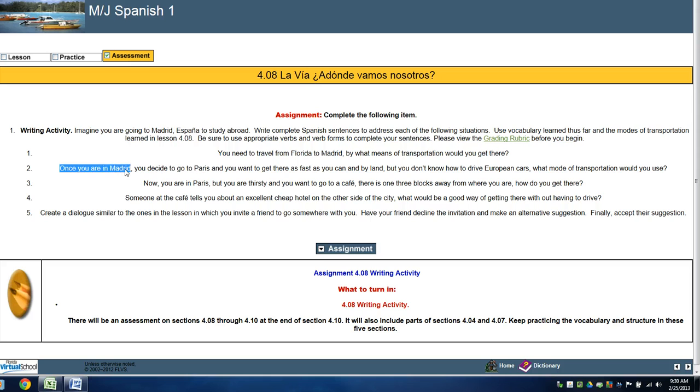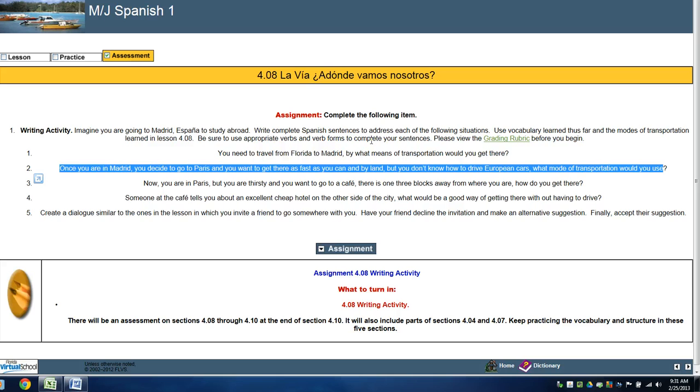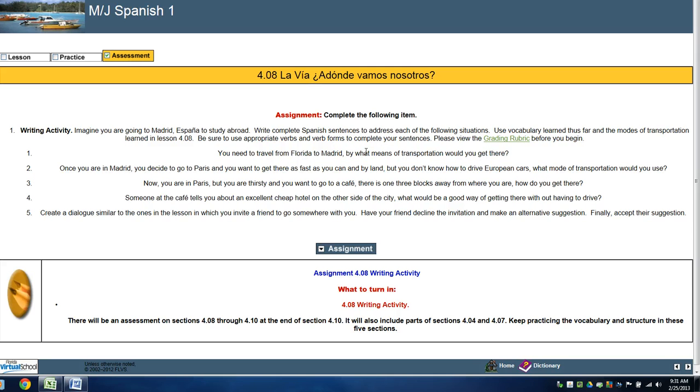Here we've got, once you're in Madrid, you're going to go to Paris, and you want to get there as fast as you can by land, but you don't know how to drive European cars, so how would you get someplace by land, not by car, okay? What mode of transportation would you use? And again, take it step by step. I am going to Paris by, and then the mode of transportation. Put it in a complete sentence in Spanish.